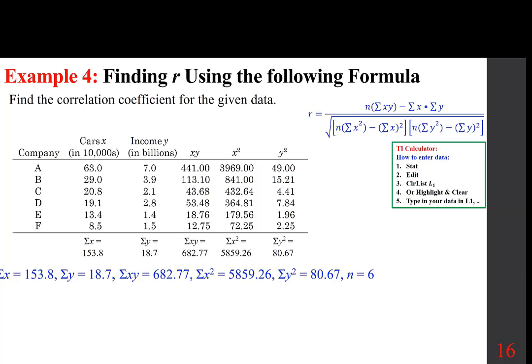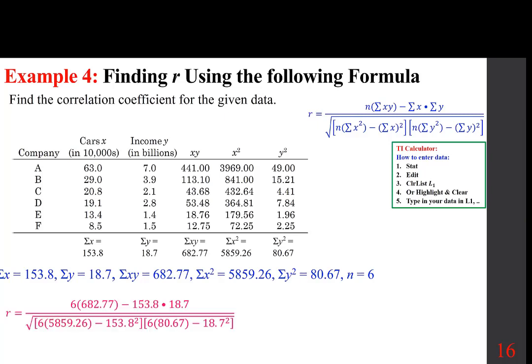Put your findings into the R formula. Carefully do your calculation. You get 0.982. As you can see, it's a fairly large number. It's extremely close to number 1. So even if we don't do the test of hypothesis, and we'll see what it means in a moment, we should recognize this is really a strong relationship, or specifically a strong positive relationship.